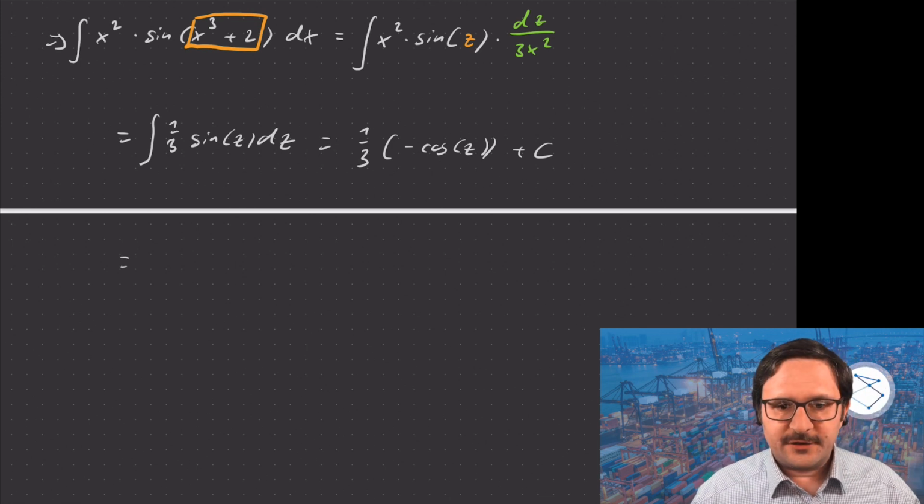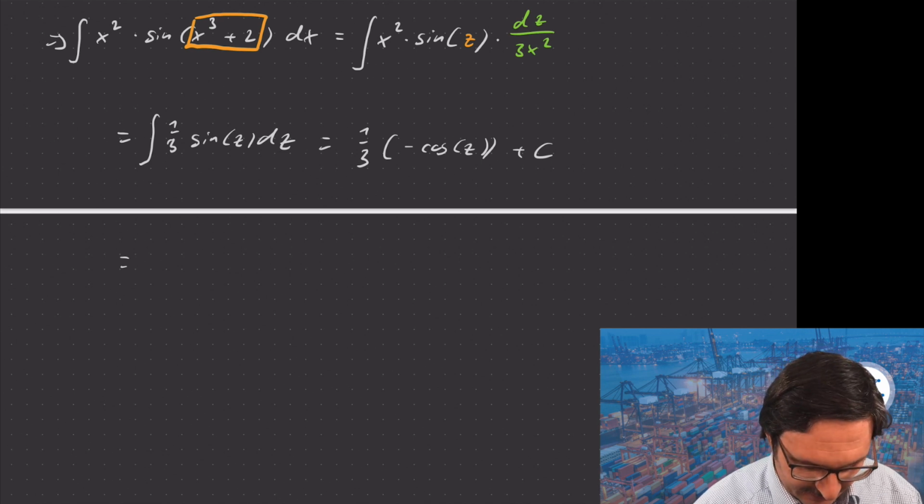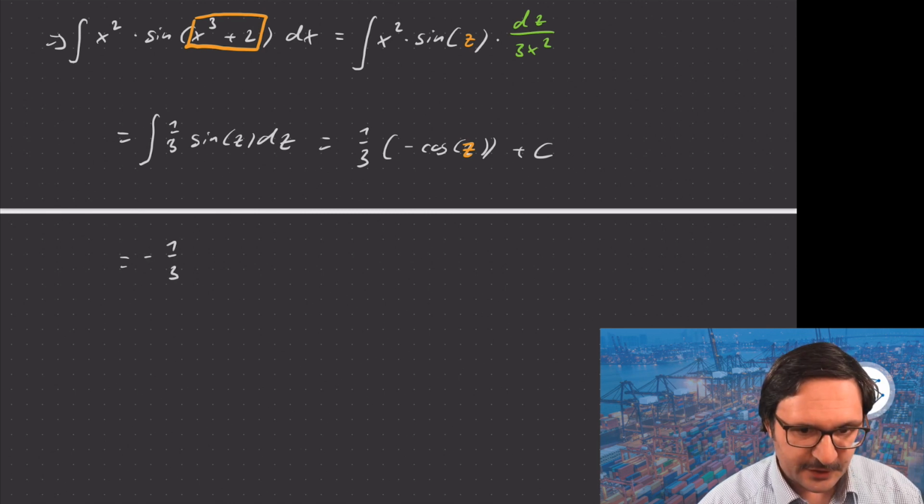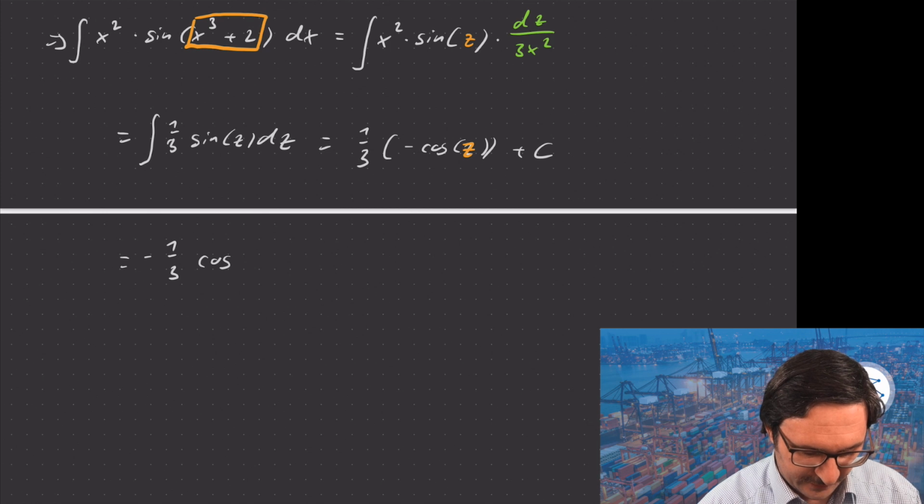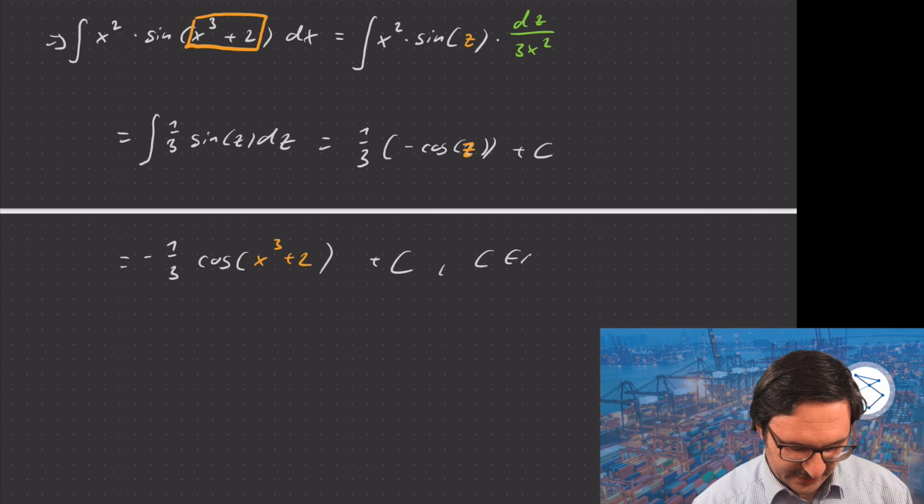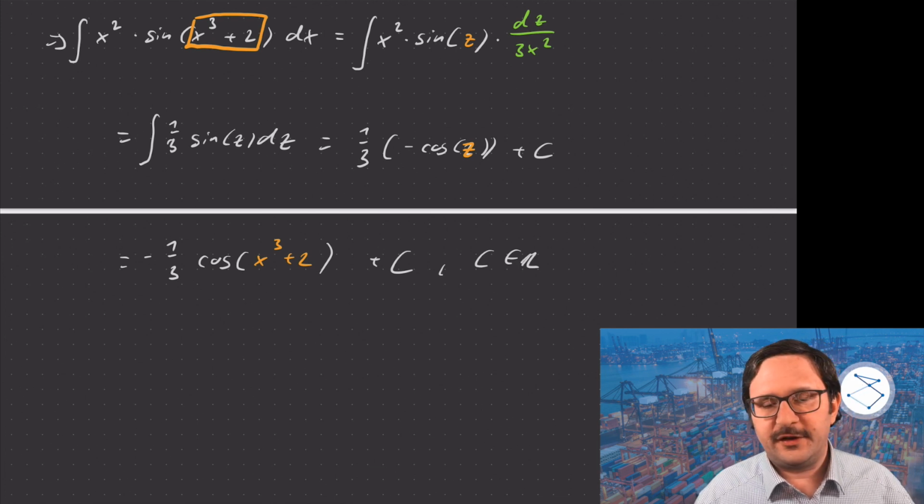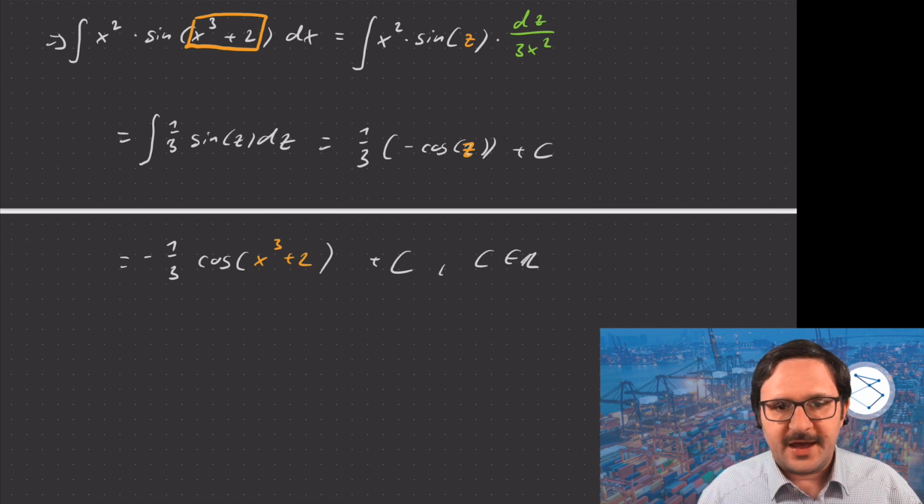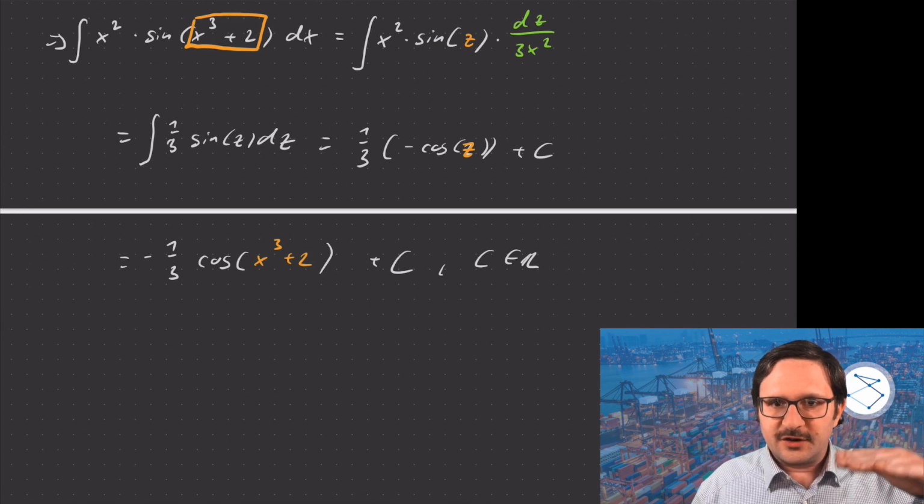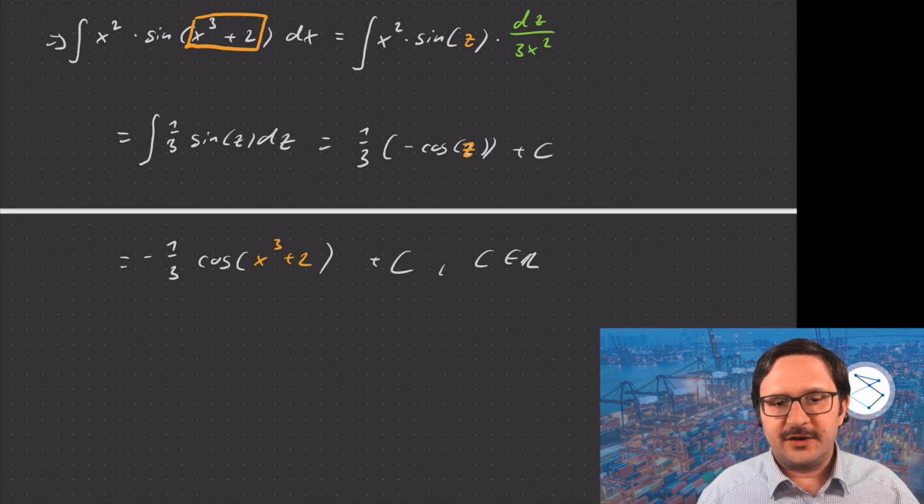And then, of course, we have to undo the substitution. So instead of this z here, we now write the original expression. So that's minus 1/3 cosine of x to the power of 3 plus 2. And again, plus some constant c in R. So for the indefinite integrals, please always add that constant, indicating that every translation of that function would also be an antiderivative.